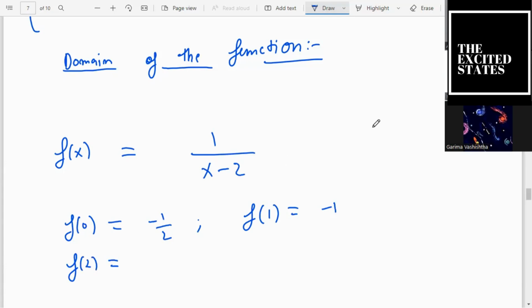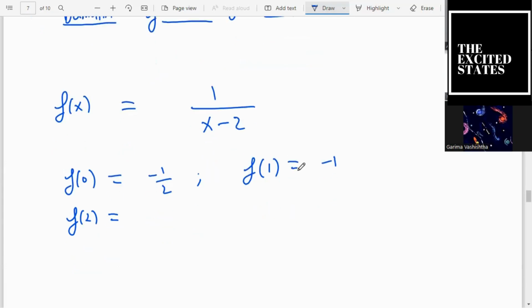It's undetermined. So what is the value of f of 2? It's not possible. It will not be defined because in the denominator 0 is not allowed. So it is not defined. That means the domain of this function will be all real numbers except x equal to 2, because at x equal to 2 this function is not defined.